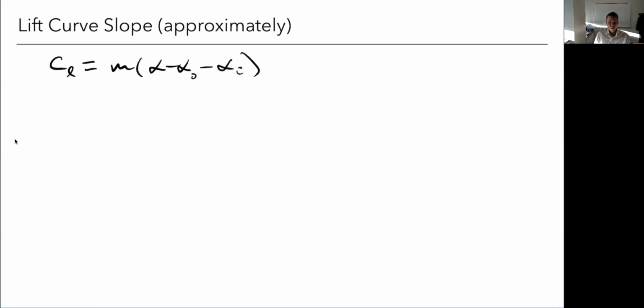alpha i. So if we have a wing, let's just say the wing everywhere has the same airfoil, so alpha 0 is constant and the lift curve slope is constant. We want to know how the lift curve slope changes. For 2D, this is the lift curve slope. In other words, lift curve slope means how does my lift change with angle of attack?